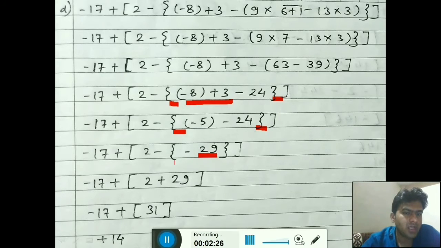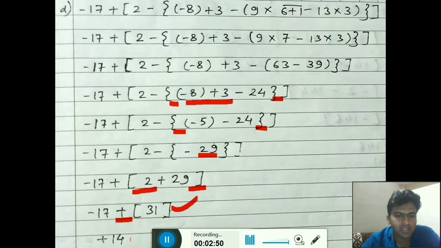Now we have to solve the curly bracket. Outside the curly bracket, inside the curly bracket, minus signs are there, so minus minus becomes plus. Now the curly bracket is gone. Now watch the square bracket. 2 plus 29 we have to solve, it equals 31. Now outside the square bracket, a plus sign is there. So plus 31 minus 17 equals plus 14. So our answer is plus 14.